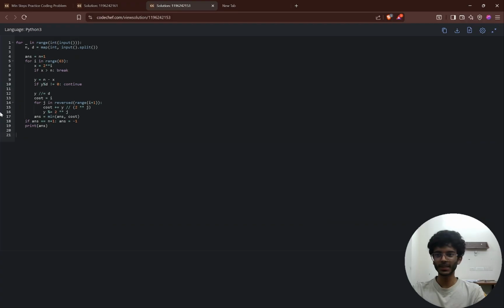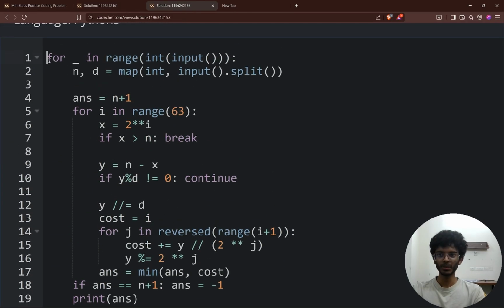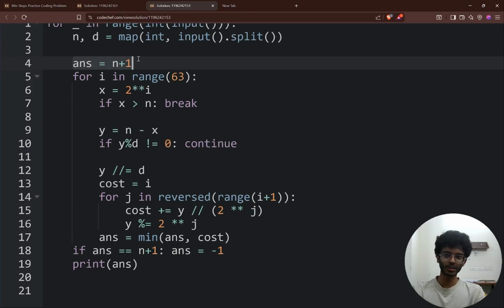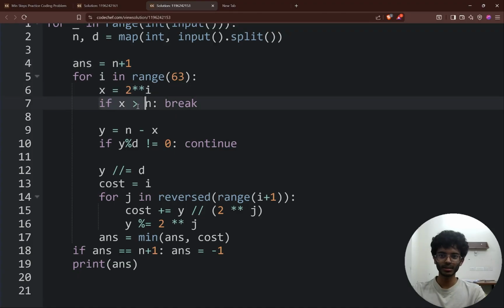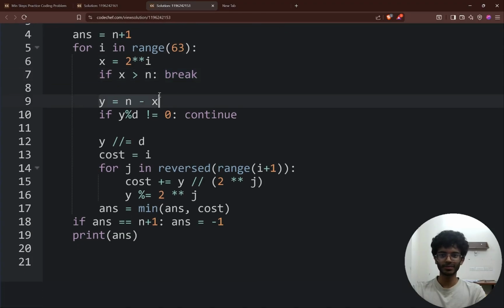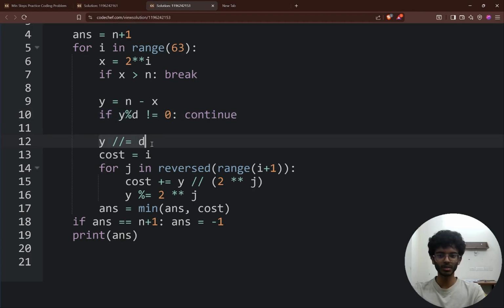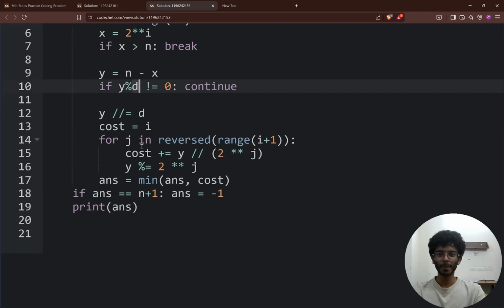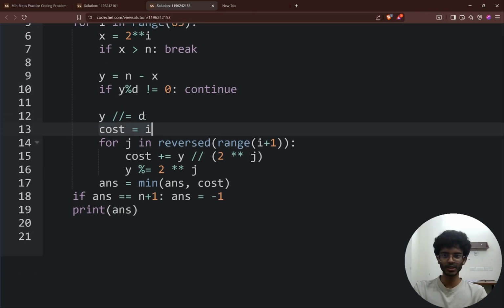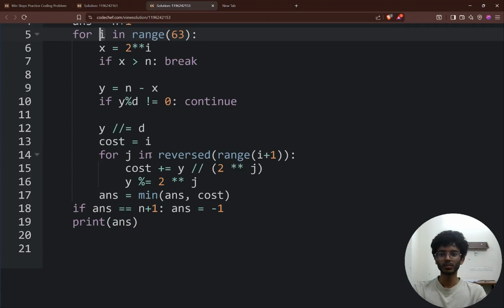Now let us see the solution in Python. We begin by taking in the input of n comma d. We initialize our answer as some very big number, so this would represent infinity. If our n is smaller than 2 to the power i, we break. We define y as n minus x; if y is not divisible, we continue, or if it is divisible, we divide it by this number d. Now our cost initially is i, which is nothing but this value k1.